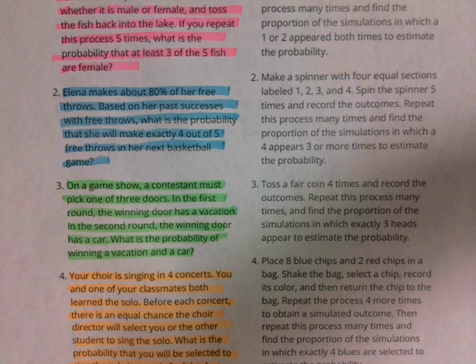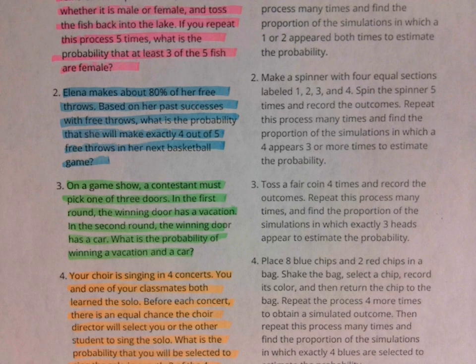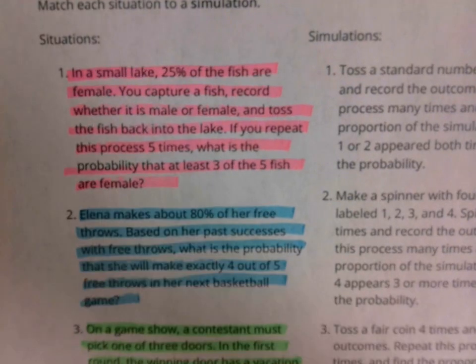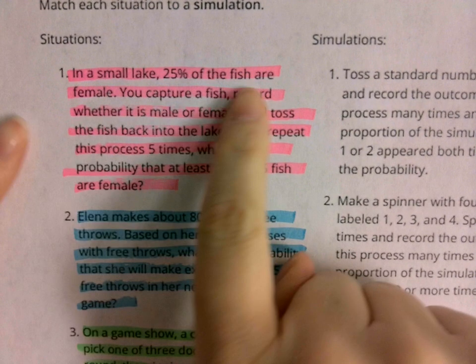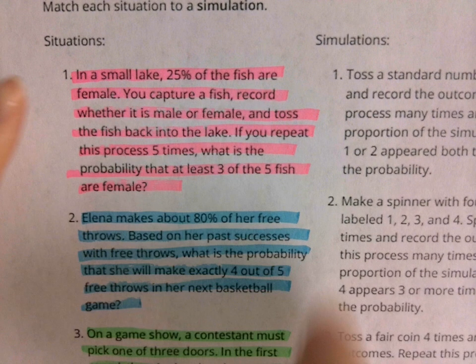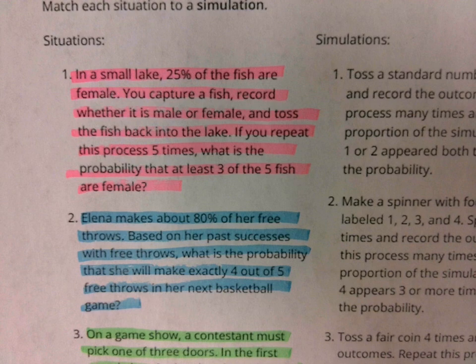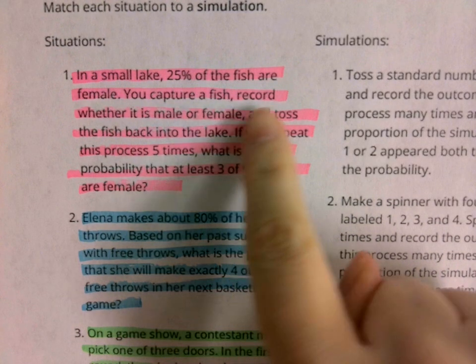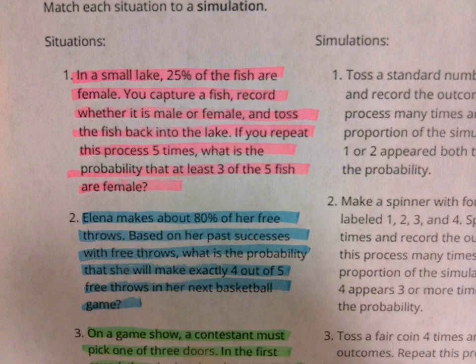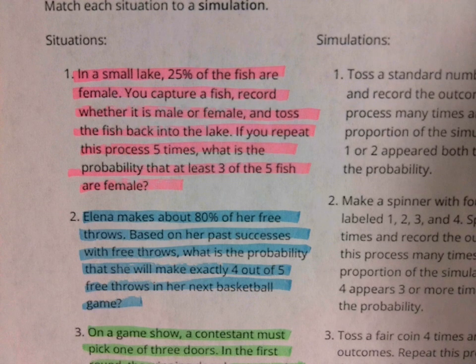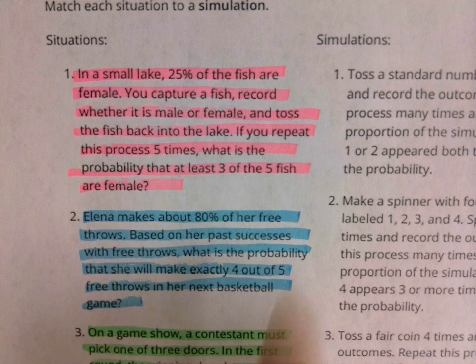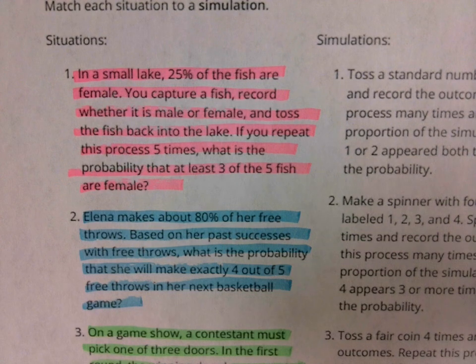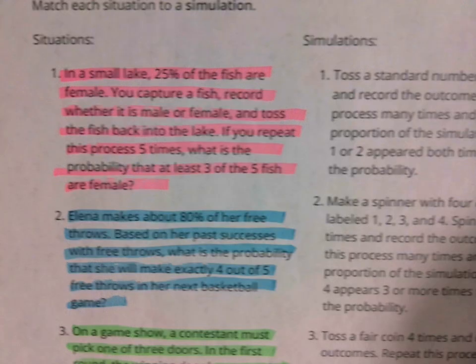Okay, let's go ahead and go over these. So for problem number 1, it says a small lake. In a small lake, 25% of the fish in that lake are female. You're going to capture a fish, record whether it's male or female, and then toss it back into the lake. If you repeat the process 5 times, what is the probability that at least 3 of the 5 fish are female? Which simulation would model that? Number 1, 2, 3, or 4?